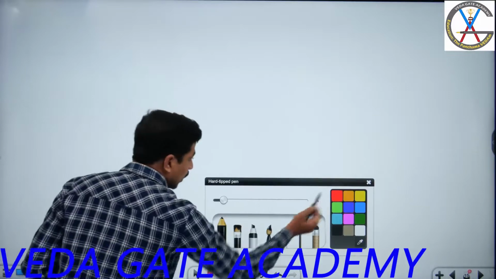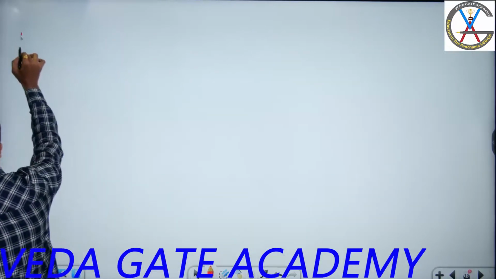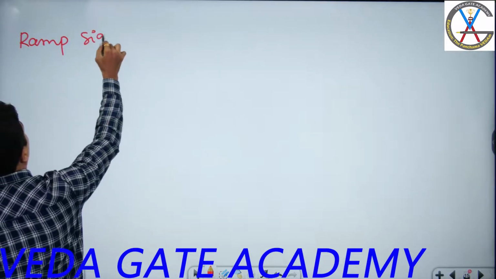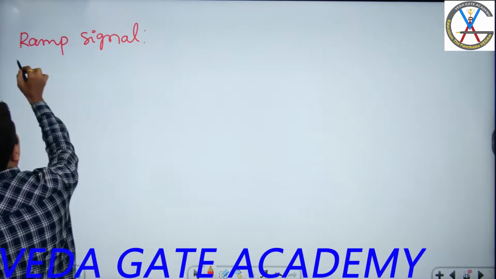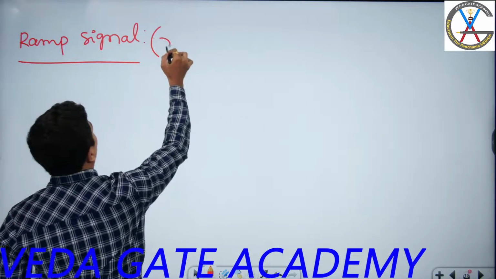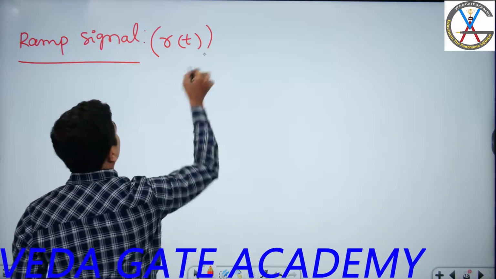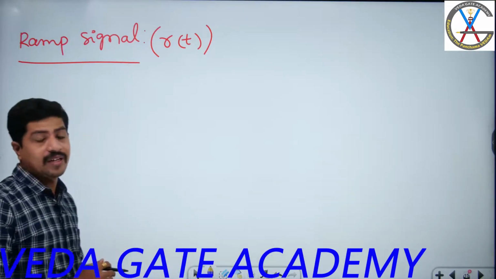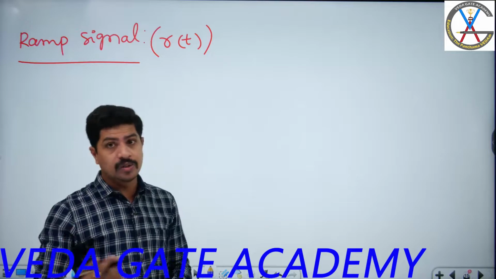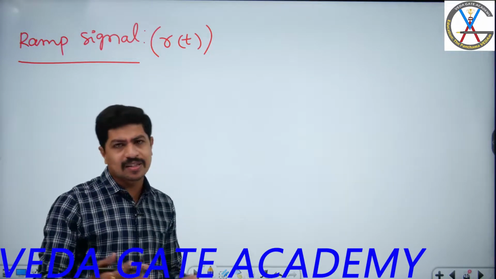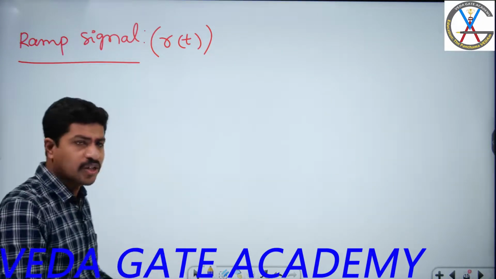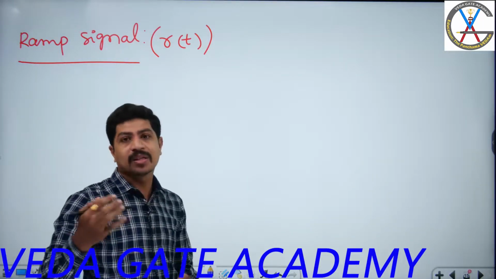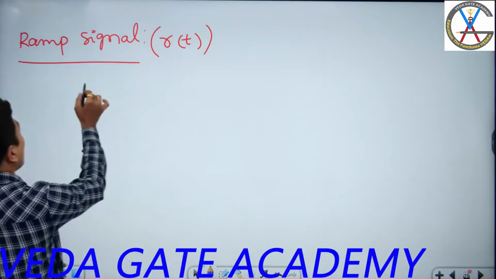Take the heading: ramp signal. We will be denoting it as r of t. Let's define it first. How to get the ramp signal from the step signal, we'll also see. Integration of step will give us ramp. That also we'll prove just by taking a small integration. First let's define ramp, then we'll prove from the step signal how we get the ramp signal.